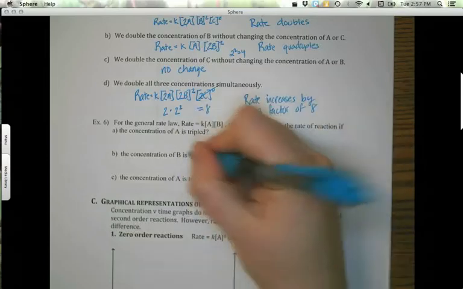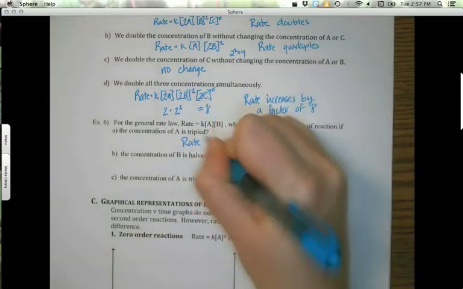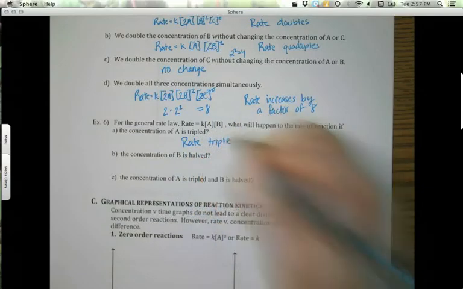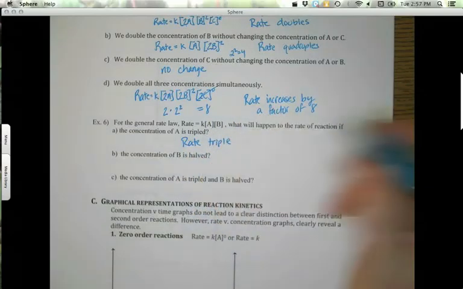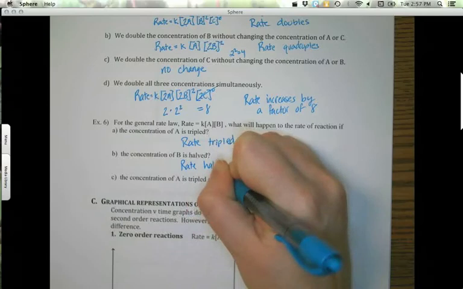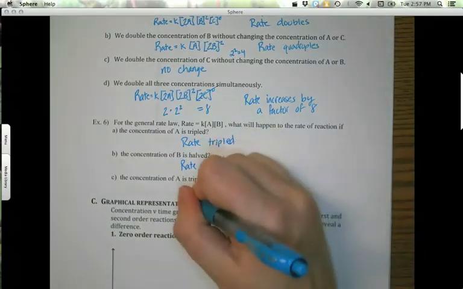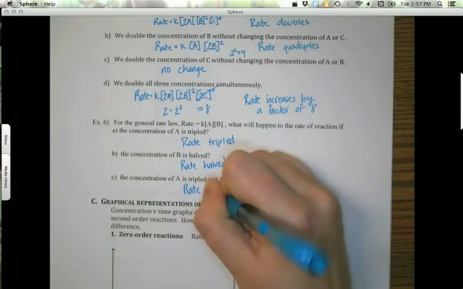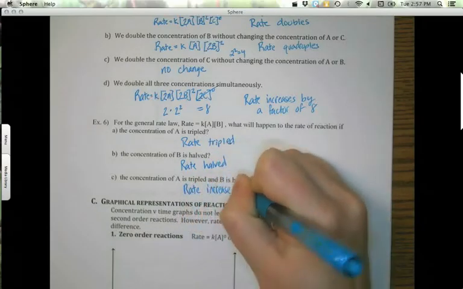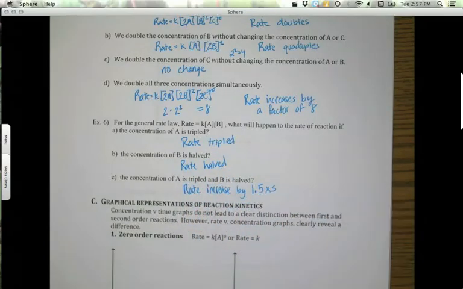Okay, the concentration of A is tripled, which is to the 1st power, so the rate is going to triple. If the concentration of B is halved, and it's to the 1st power, the rate will be halved. But if we triple A and we halve B, 3 times 0.5, the rate is going to increase by 1.5 times, or 3 halves if you want to do that.